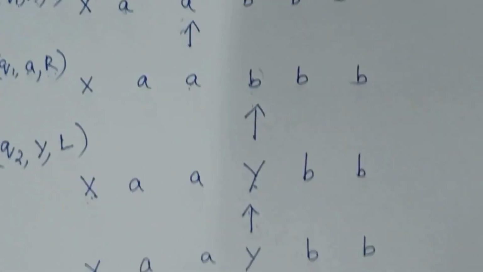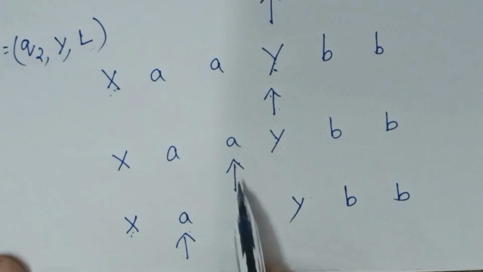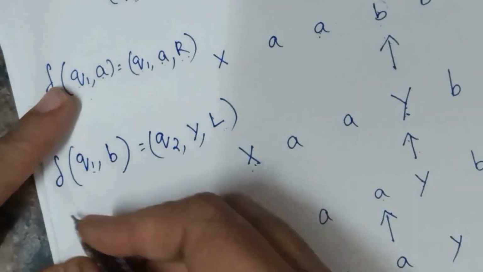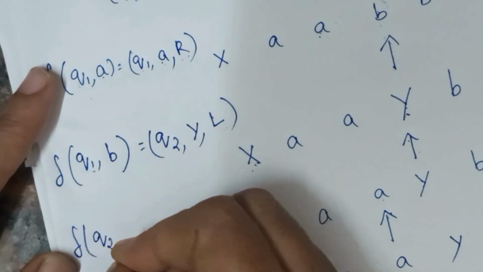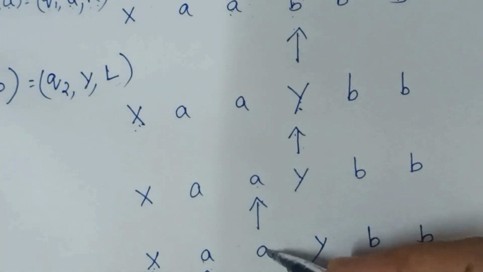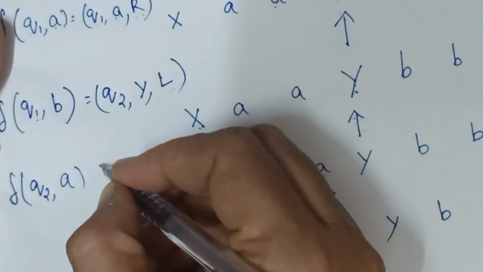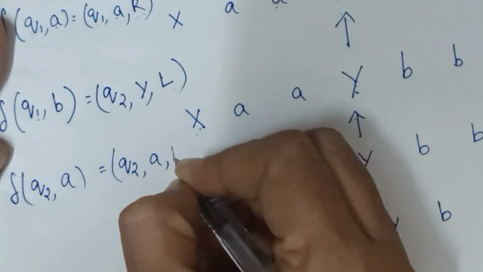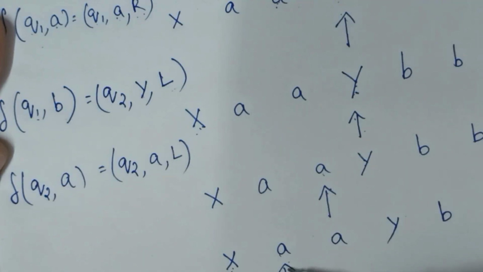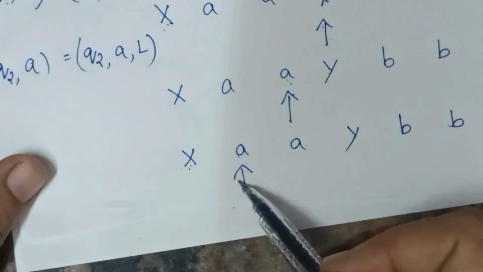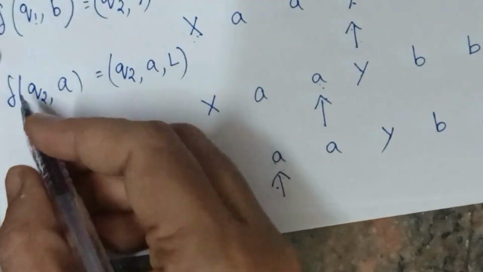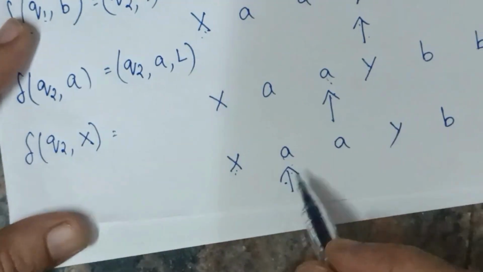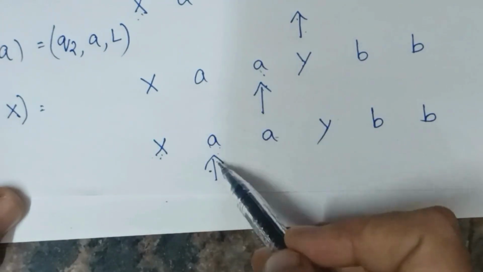Now we have moved to left. Going left, all A's should be read and written until we reach X. The same way, we will write the transition function delta of Q2. What we are getting is A, reading A, writing A. So Q2 on A equals the same action being performed. Q2 reading A, writing A and moving to left. Reading A, writing A, moving to left, until we reach X. So delta of Q2 on X.